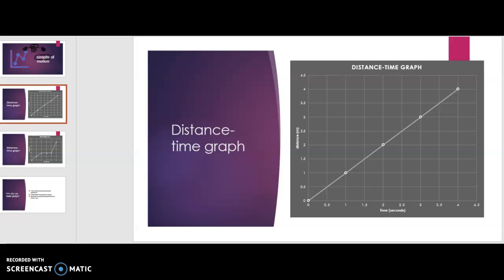Example here, a distance-time graph. We have distance on the y-axis and time on the x-axis. In this graph, there is a straight line beginning from the origin point 0. We can determine many things from this line. We can know the slope. The slope here is rise over the run.